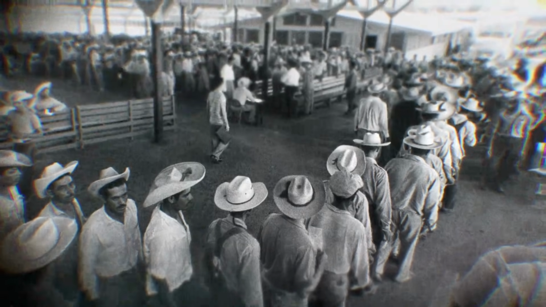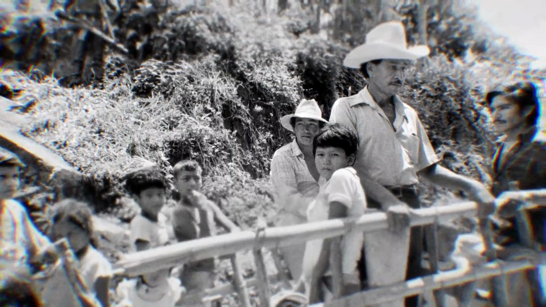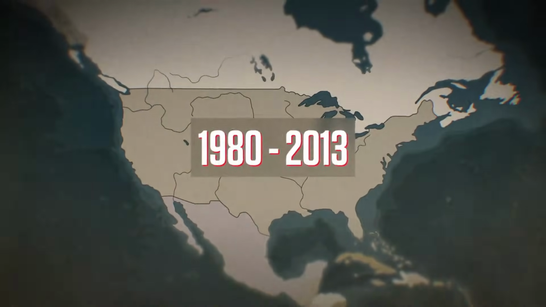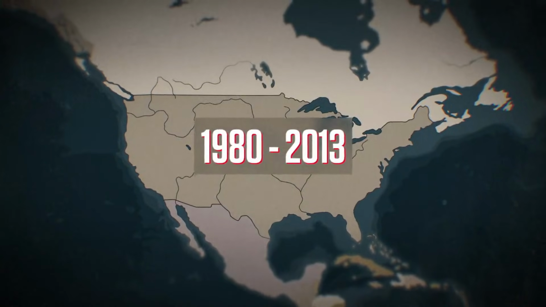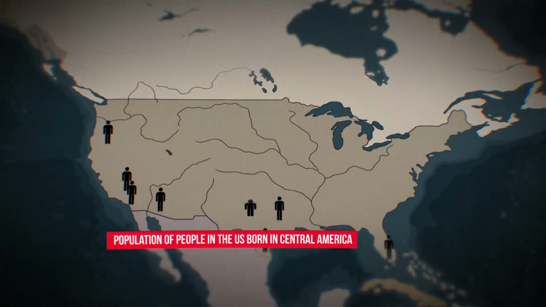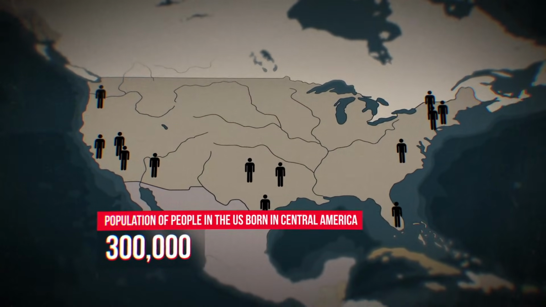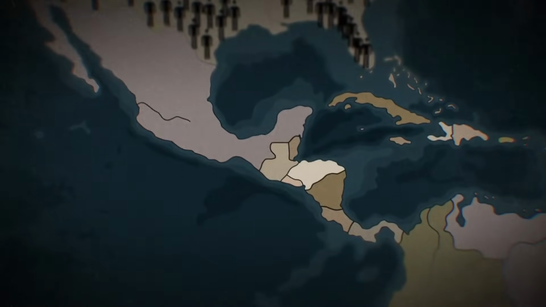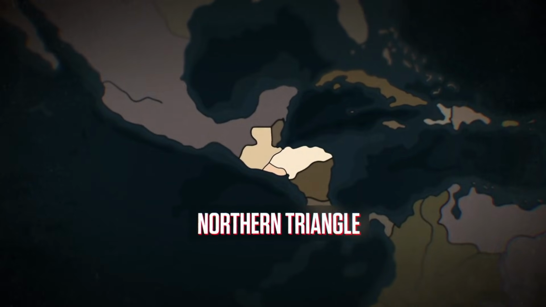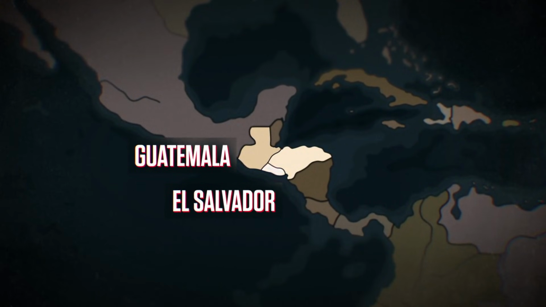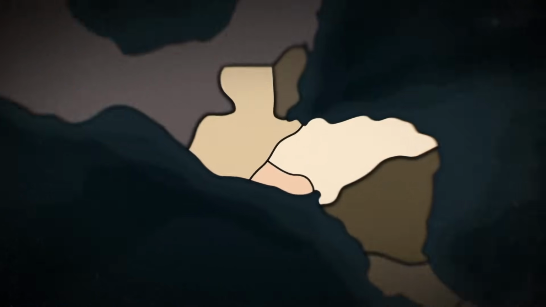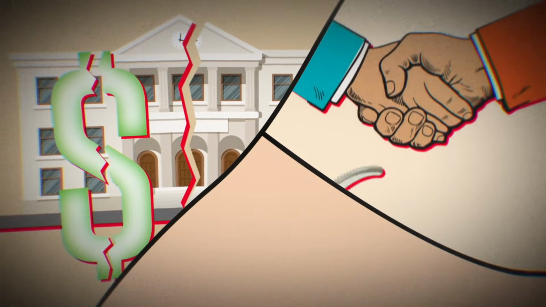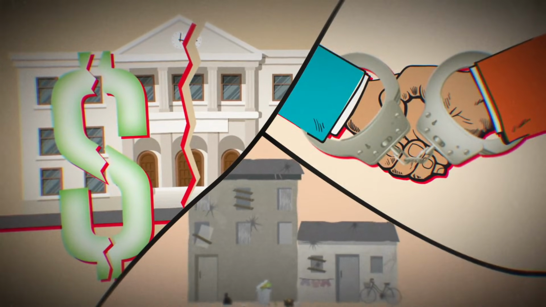For decades, migrants from Central America have fled their homes to seek a better life in the United States. Between 1980 and 2013, the population of people in the U.S. born in Central America grew from just around 300,000 to over 3 million. The majority came from a region known as the Northern Triangle, which includes the nations of Guatemala, El Salvador, and Honduras. During this time, these nations suffered from economic and political instability, corruption, crime, poverty, and violence.